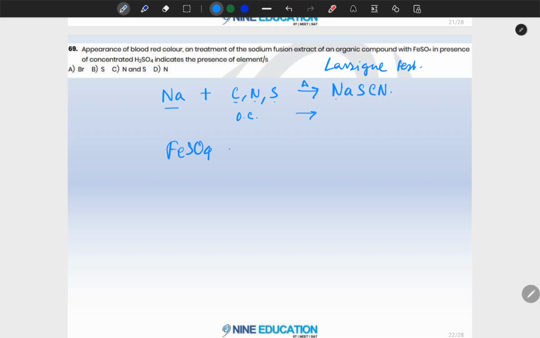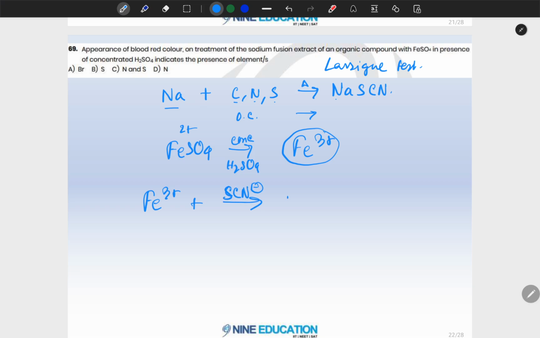FeSO4 is being treated with concentrated H2SO4. In the presence of concentrated H2SO4, Fe2+ in FeSO4 will be converted to Fe3+. Now this Fe3+ will react with the SCN⁻ thiocyanate ion, resulting in the formation of Fe(SCN)3. So this is the blood red color solution that I am getting.